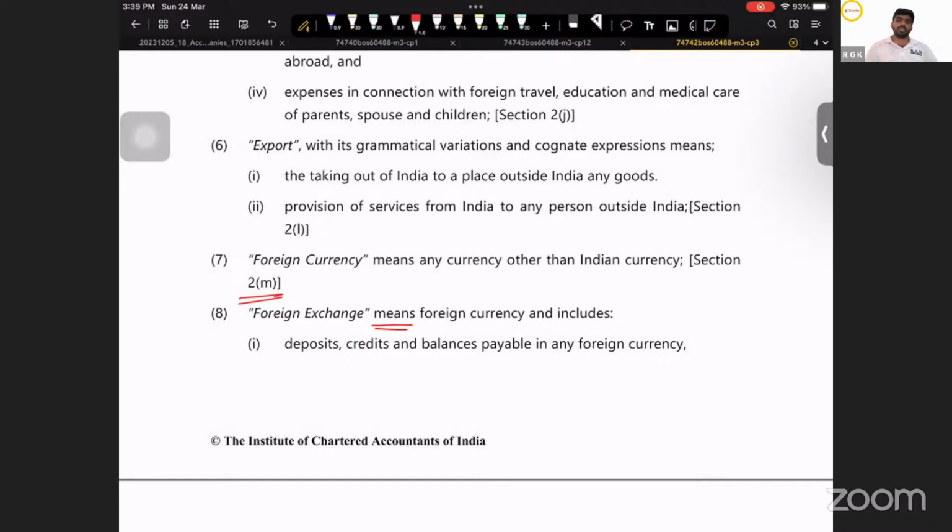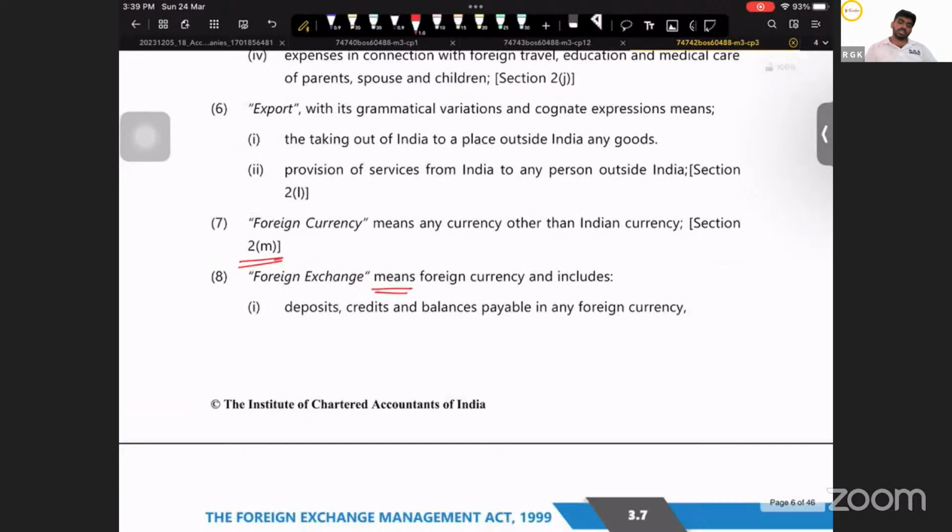Means and includes. When the lawmaker uses the words means and includes, the definition is exhaustive. That means it can include only things that are specifically stated in the section. So it includes deposits, credits, balances payable in foreign currency. If you have accepted any deposit, you have any credits, any balances which are to be paid in foreign currency, that means outflow will be happening in foreign currency, that will also be considered as foreign exchange.